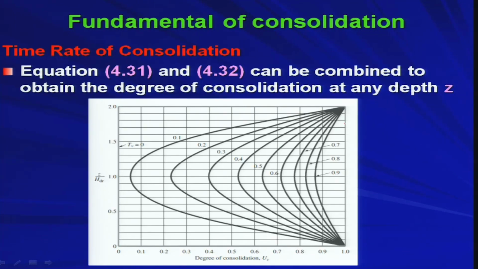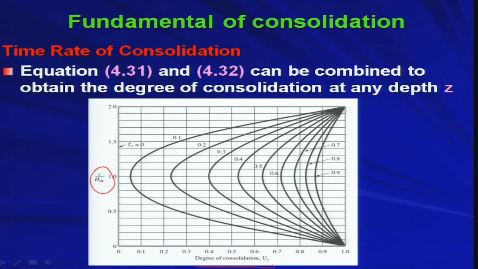Now, if you look at this problem, basically along the y axis we are plotting z by HDR, that is the normalized depth with respect to HDR, and along the x axis you have the degree of consolidation Uz. What was the total thickness of the soil sample? That was twice HDR. So z is varying from 0 to 2 HDR, which means the normalized factor z by HDR will be varying from 0 to 2. Within that you have the saturated clay deposit.